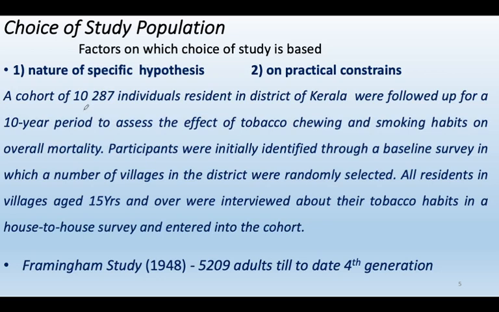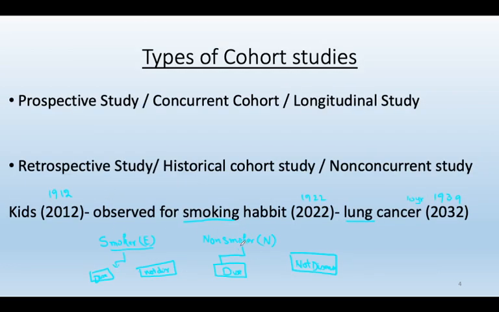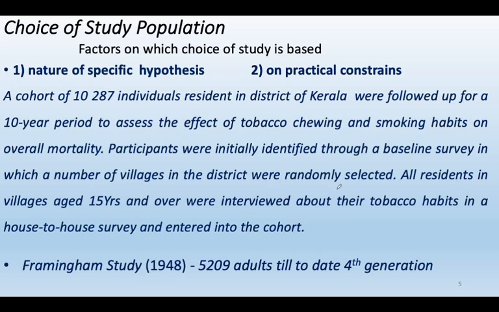Is there any effect? Roughly 10,000 individuals in a district of South India were followed up for 10 years, and their habits were distributed as we mentioned earlier: exposed, not exposed, diseased, not diseased. All right. The same trend was used, and we established that tobacco chewing may have an effect on overall mortality. This is how a study design works.